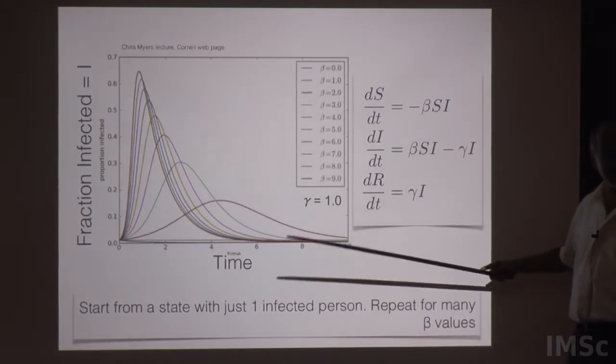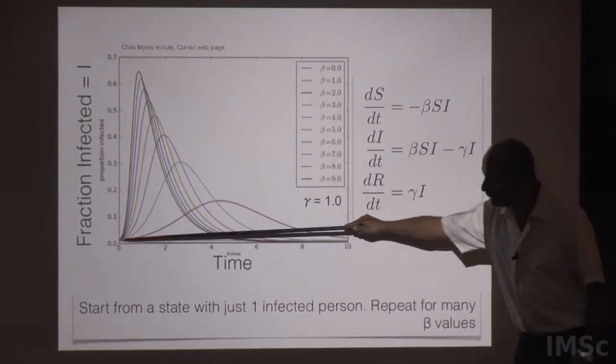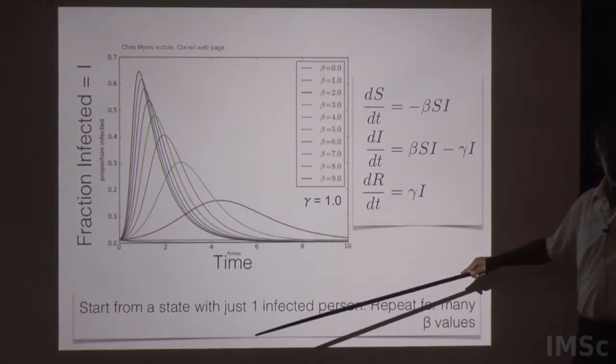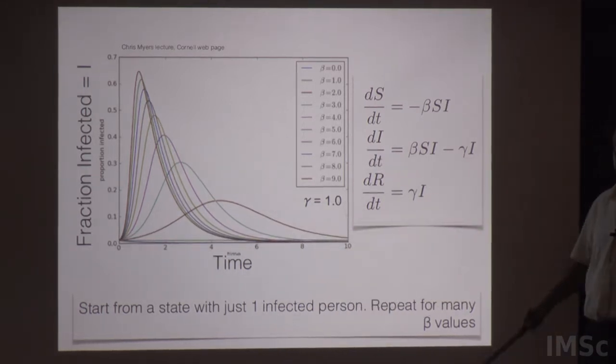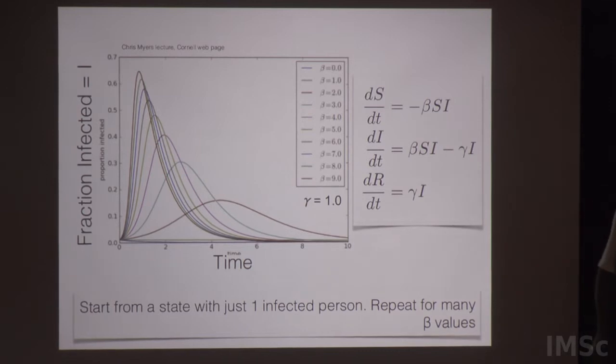If the value of beta is large, in this case larger than 1, the number of infections rises initially before reaching a peak and then coming down. Okay? And that is the behavior of these coupled equations here.